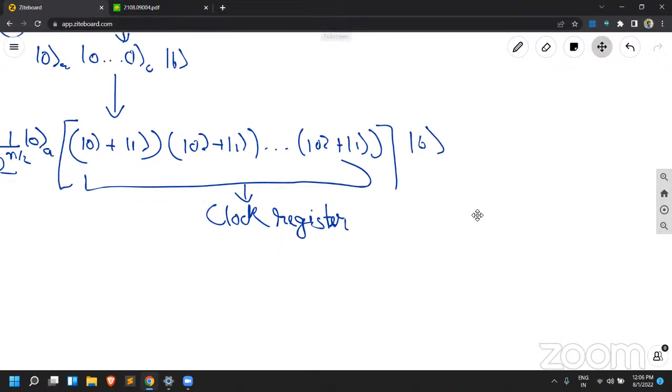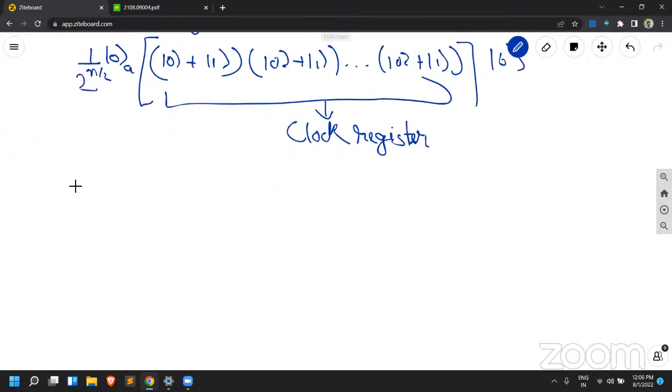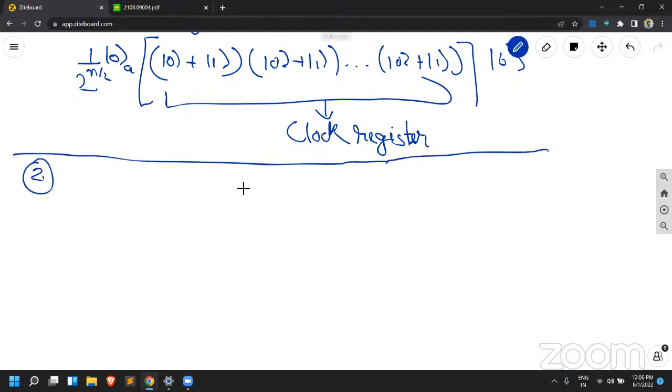So after we have applied the Hadamard on the clock register, what we need to do is basically apply phase kickbacks. So I'll give a short idea of what phase kickback is. Let's just deviate away from the topic right now. We need to understand what phase kickback is. So we'll understand phase kickback and come back to this particular state again.